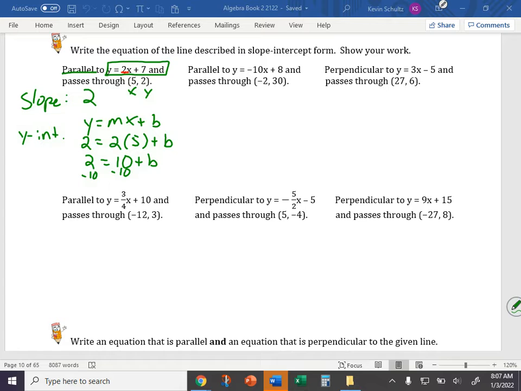Okay. Subtract 10 from both sides, and 2 minus 10 is a negative 8.